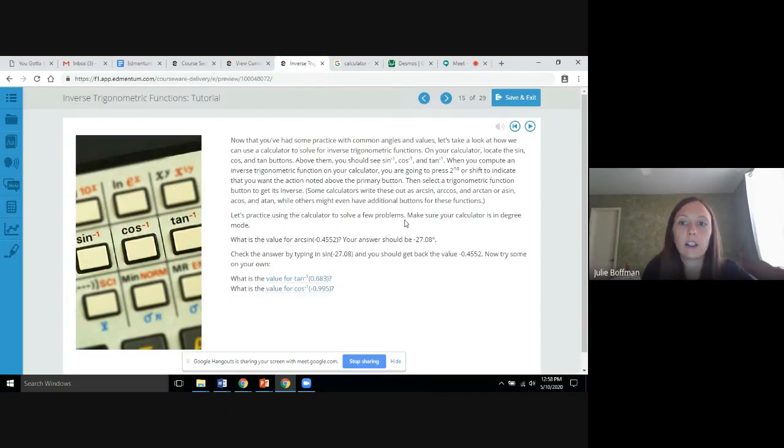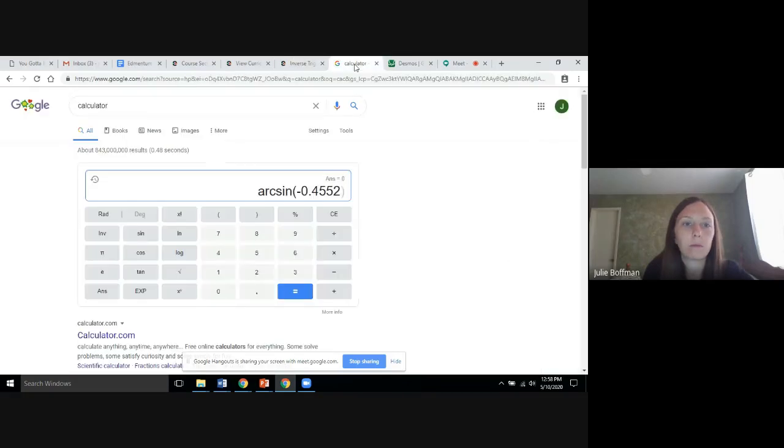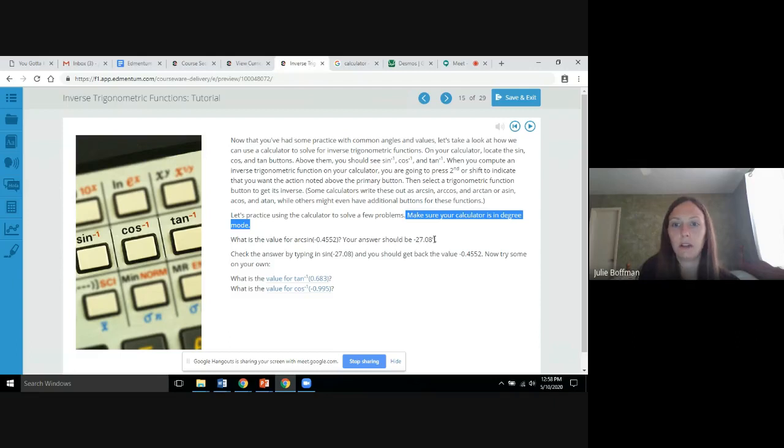So your calculator needs to be in degree mode. So I should have changed this. You got to click right here on degree. Make sure it's bolded instead of the radians, the rad. Click equals. And that's your angle answer, negative 27.077, which is what they just rounded it to.